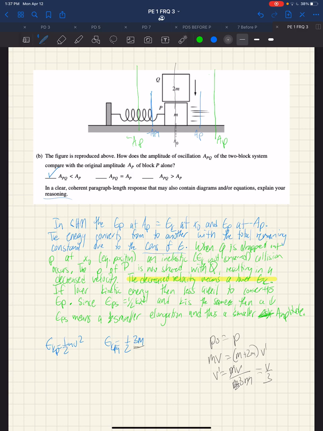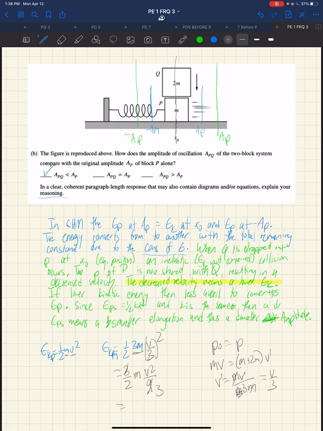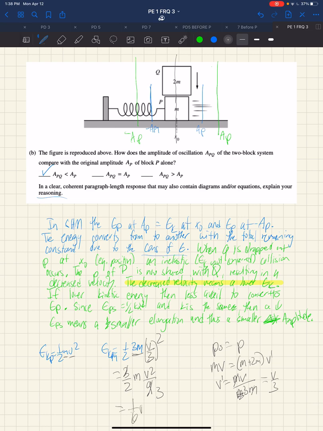The m's cancel, we're left, the new velocity, v prime, is v over 3. So the new mass is 3m. The velocity v becomes v over 3 squared. So that gives us 3/2 mv squared over 9. 9 over 3 is 3. So we have 1/6 mv squared. And we can agree then that this kinetic energy, 1/6 mv squared, is less than 1/2 mv squared. So we just proved that the kinetic energy went down.